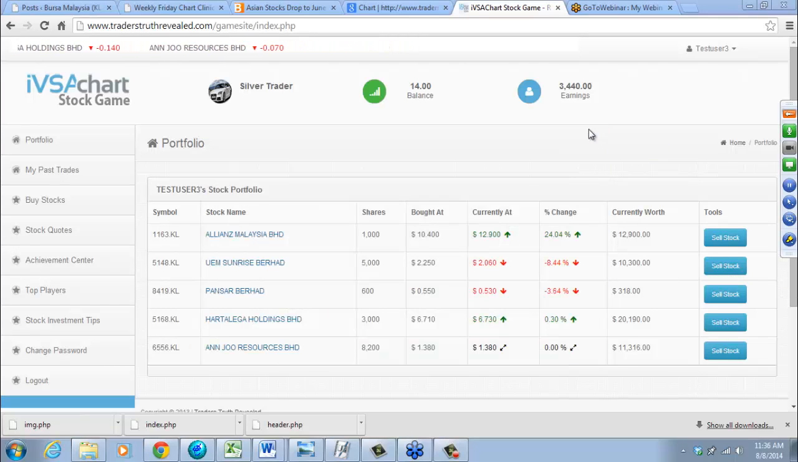Let me know what your feedback is, because the whole point is we want to get this moving and train the next batch of people to really use it. When you come into the IVSA chart stock game, you get about 50,000 in there. You can see I've fully utilized it. I have only 14 ringgit left, so I bought a bit of Allianz and it's still up. These are your portfolio, showing how well you're doing.